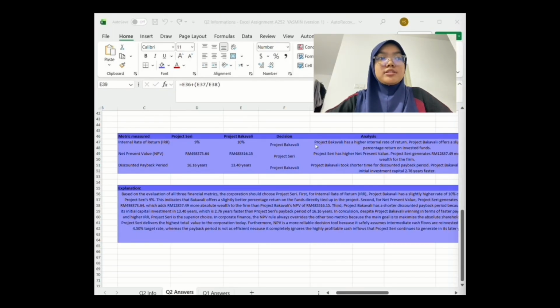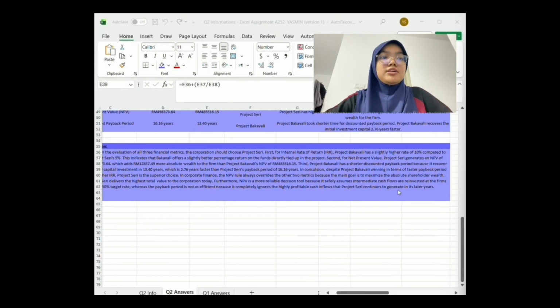Project Seri generates an NPV of RM498,373.64, which creates RM12,857.49 more absolute wealth for the firm than Project Vakavali's NPV of RM485,516.15. Third, Project Vakavali offers a shorter discounted payback period, recovering its initial investment in 13.4 years, which is 2.76 years faster than Project Seri's 16.16 years.